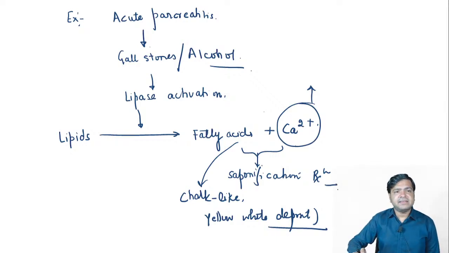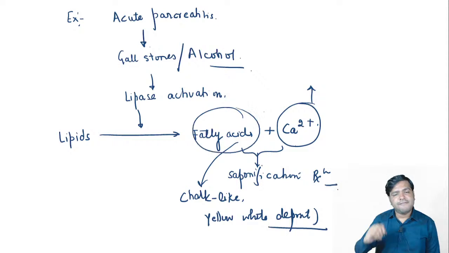So in pancreatitis, you have a chalky white appearance. In the pancreas, you will be able to see the liquefactive necrosis as well as the fat necrosis, due to the deposition of fats, that is the fatty acids. Fat necrosis is also there. Liquefactive necrosis is also there.